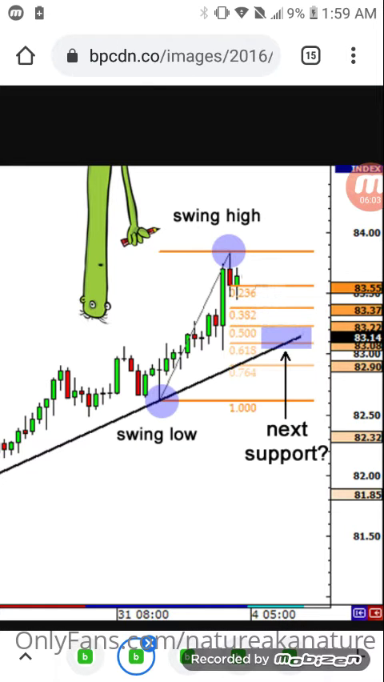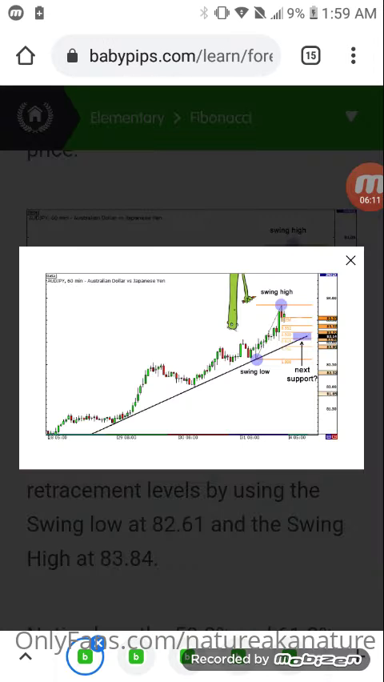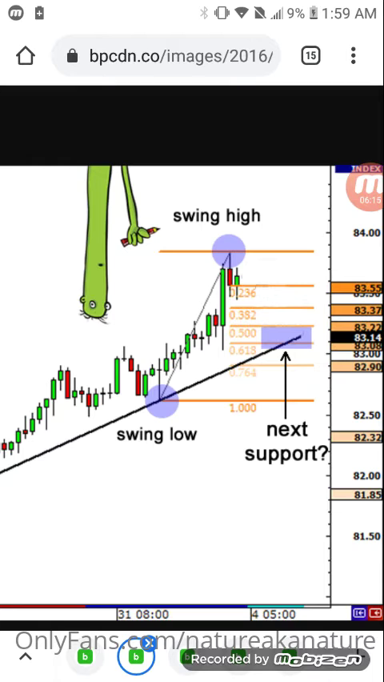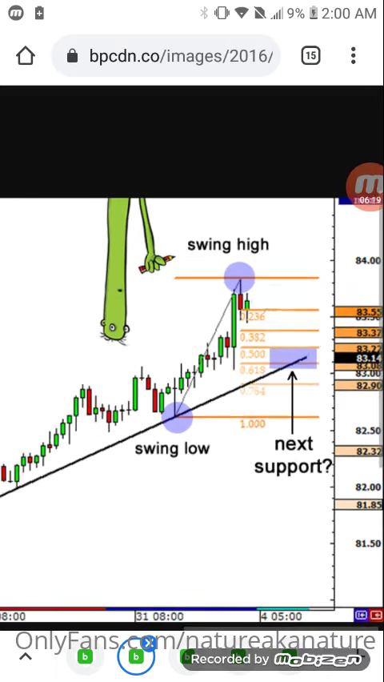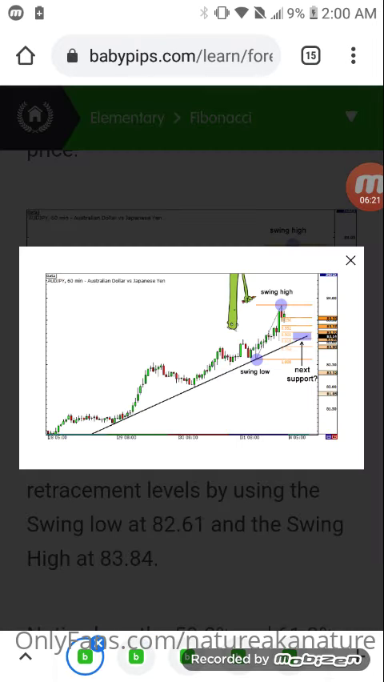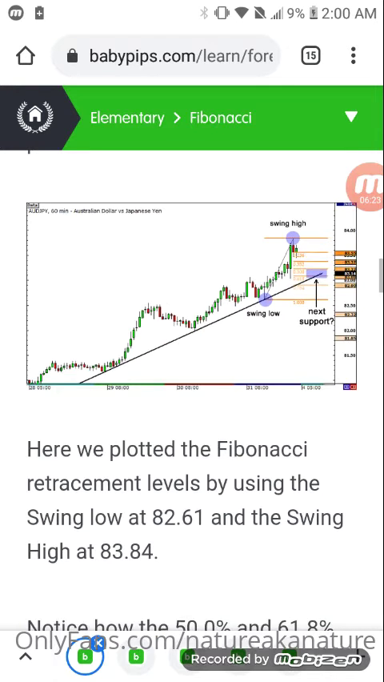82.61, this was the swing low. This is how you read it. 82.50 is right here, and 82.61 is a little bit above it. So that's the swing low, and the swing high was at 83.84. 84 is right here, and this is the swing high. So basically, that's how you read that.